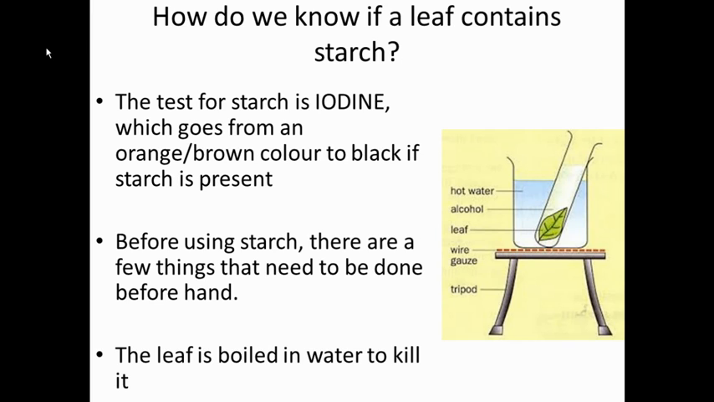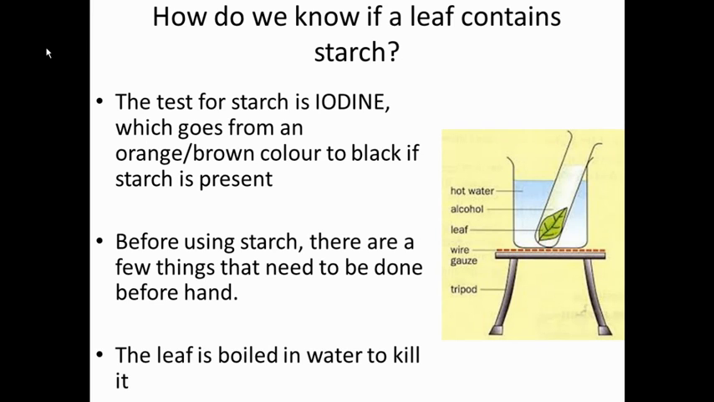So we used iodine in those food tests, and it's an orange-brown liquid that goes black or dark blue if starch is present, okay? So if there is starch, the positive test is that the orange-brown liquid goes to a black or a dark blue, okay?